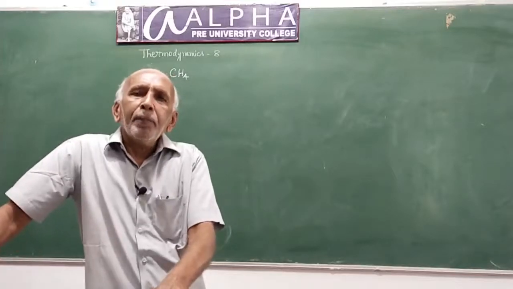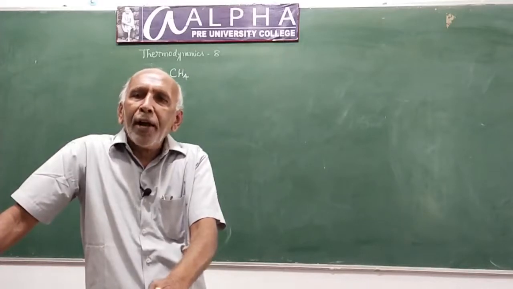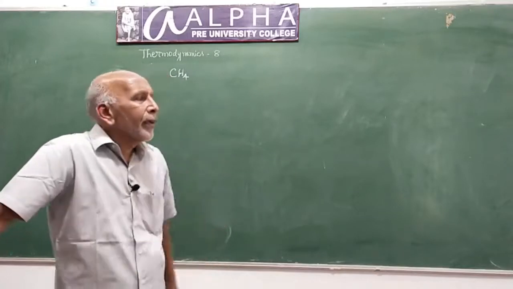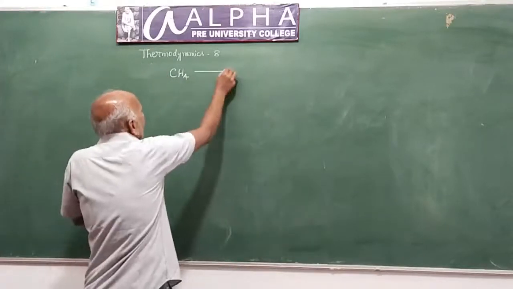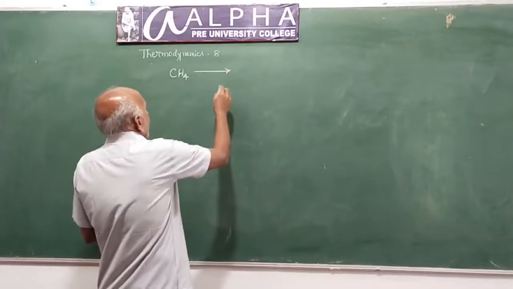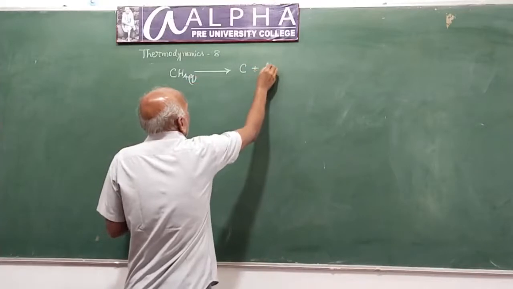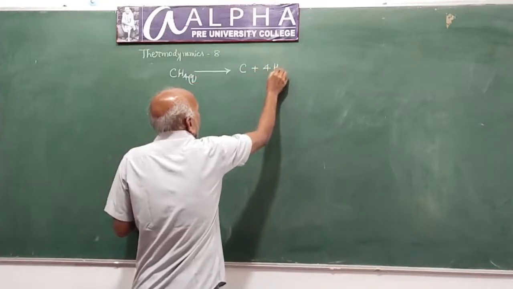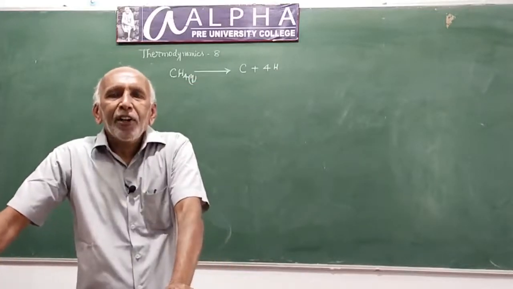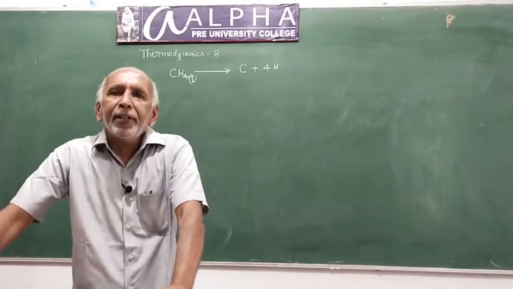Methane is formed by the combination of 1 atom of carbon and 4 atoms of hydrogen. On complete dissociation, that is on subjecting it to thermal dissociation, you will get carbon and hydrogen: C plus 4H. That is, all the bonds in methane break.